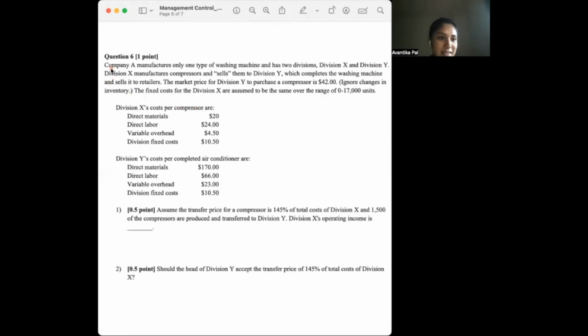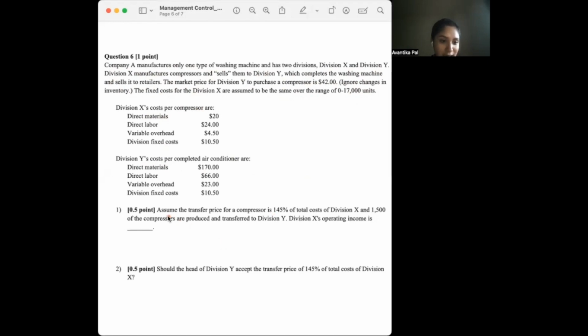So now let's do some examples. Company A manufactures only one type of washing machine and has two divisions, X and Y. Division X manufactures compressors and sells them to Division Y, which completes the washing machine and sells it to retailers. The market price for Division Y to purchase a compressor is $42. The fixed costs for Division X are assumed to be the same over the range of 0 to 17,000 units. So you've got Division X's cost and you've got Division Y's cost.